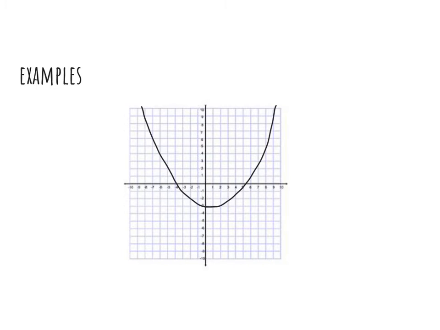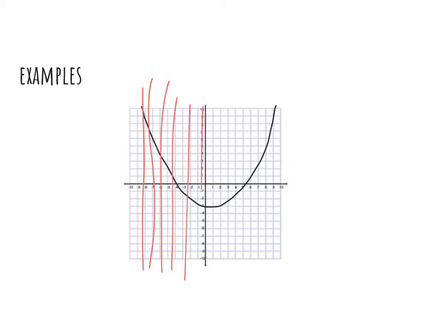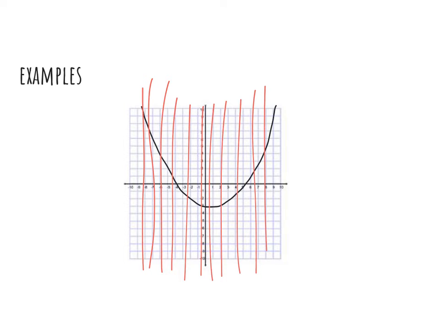So here's my first example, and I've got this line here, and I look and I see, is there anywhere where I can draw a vertical line and intersect it in more than one spot? And I draw all of these lines, and none of them intersect in more than one spot, so I can say that yes, this is in fact a function.